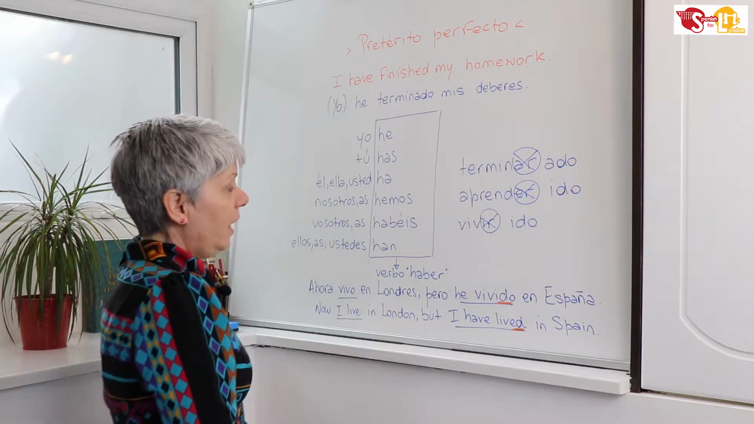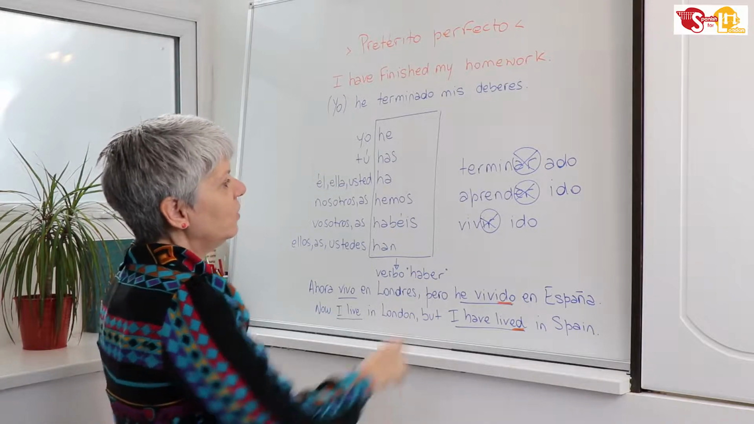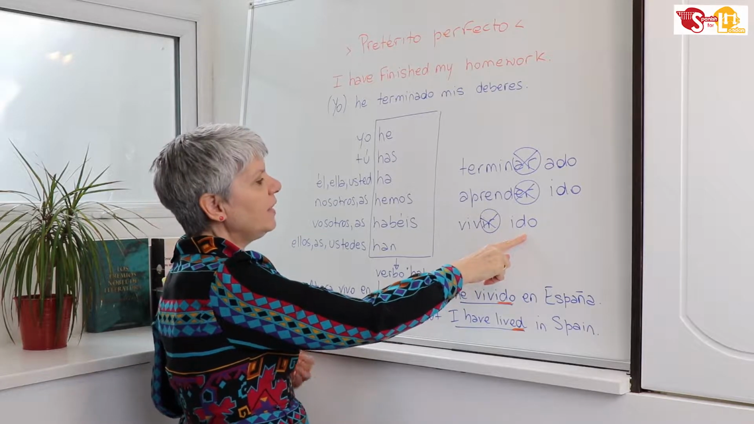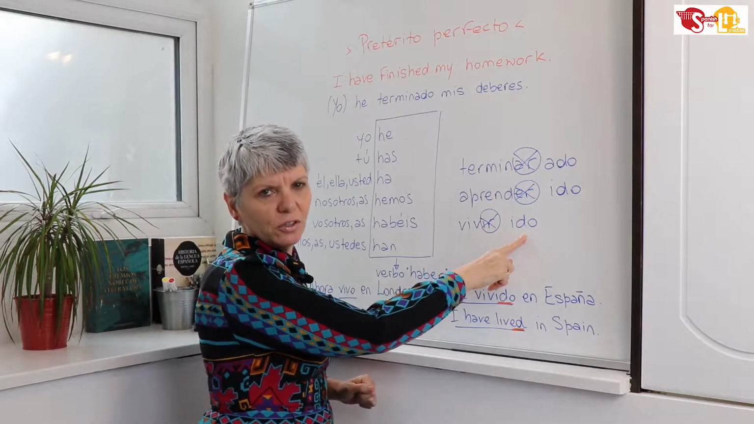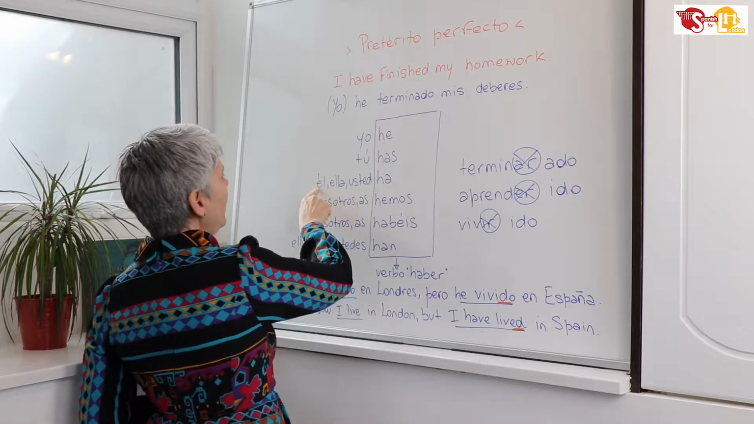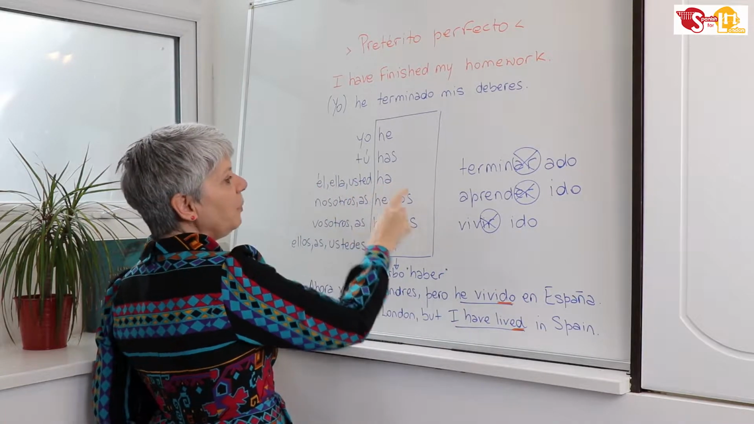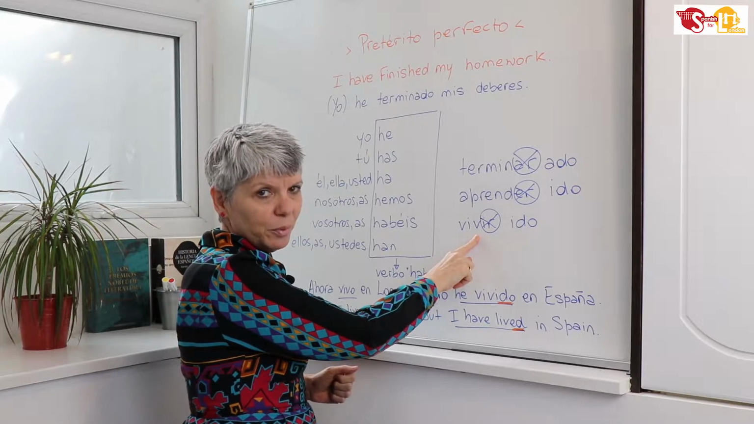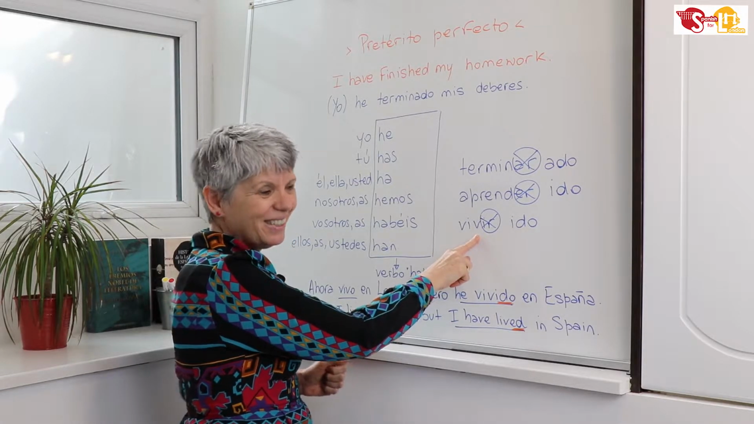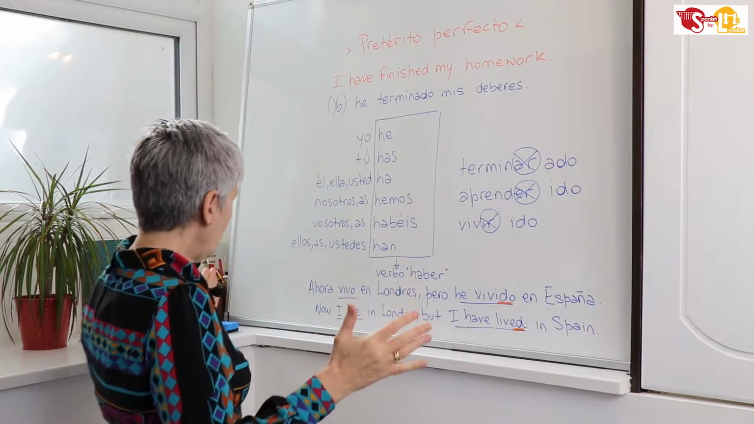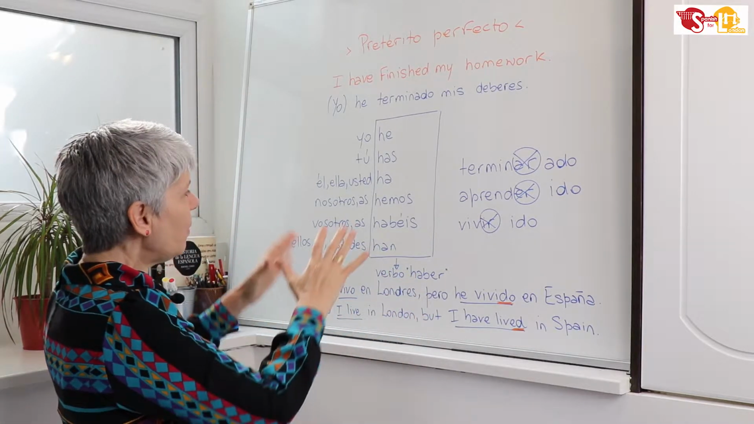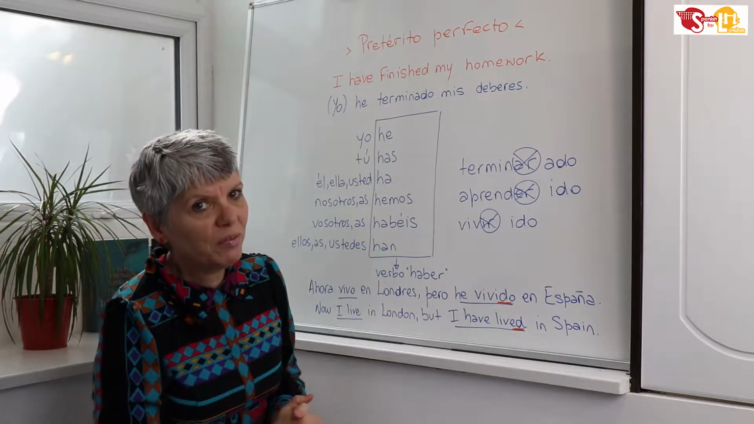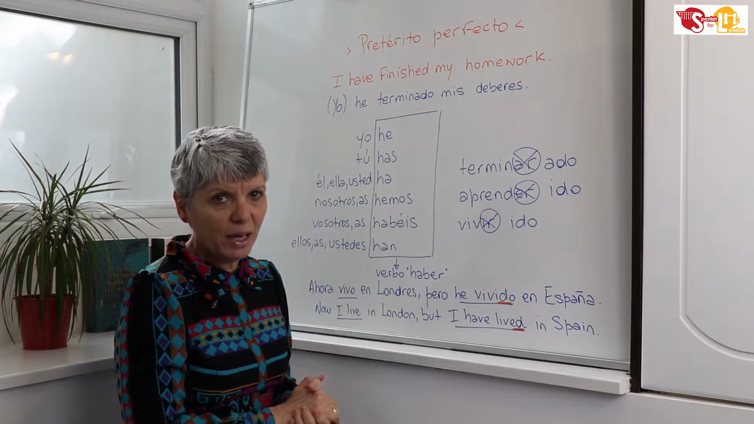Okay? And the same for verbs ending in ir. Drop the ending and put ido. So, if you want to say he has lived in Japan for a long time, you say él, he, ha vivido, he has lived for a long time, mucho tiempo, en Japón, in Japan. Okay, so now you have all the elements to form your regular pretérito perfecto, el pretérito perfecto regular.